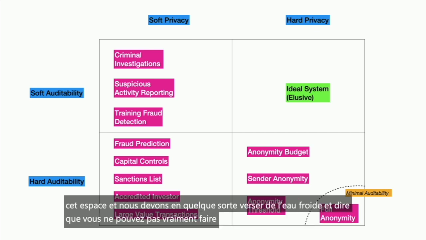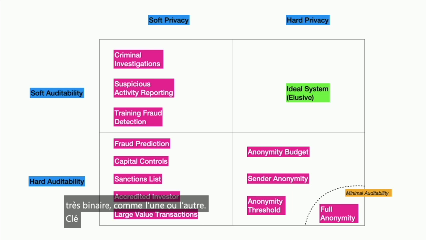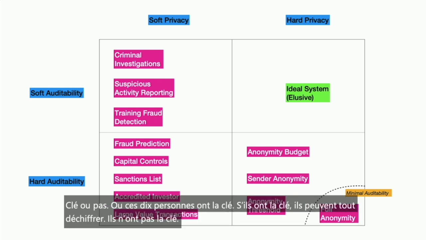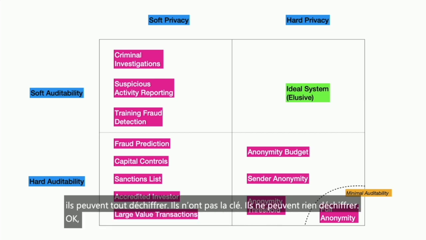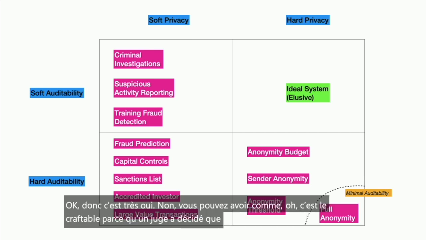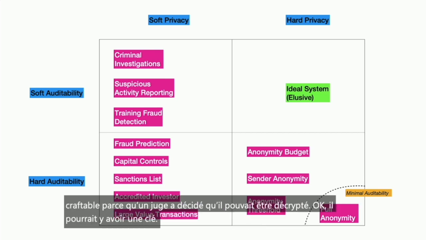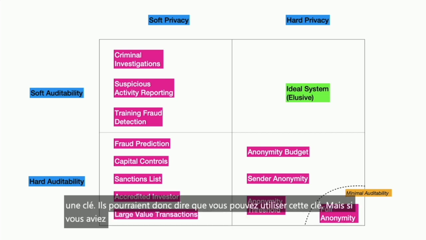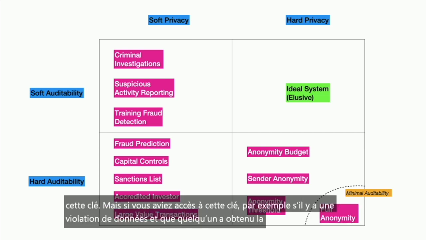Crypto is very binary. Either you have the key or you don't, or these 10 people have the key. If they have the key, they can decrypt everything. If they don't have the key, they can't decrypt anything. Okay? So it's very yes, no. You can't have, oh, that's decryptable because a judge decided that it could be decrypted. There could be a key, so they could say you can go and use that key, but if you had access to that key, like say there's a data breach and someone got the key, it would decrypt everything. It doesn't matter what the judge says.